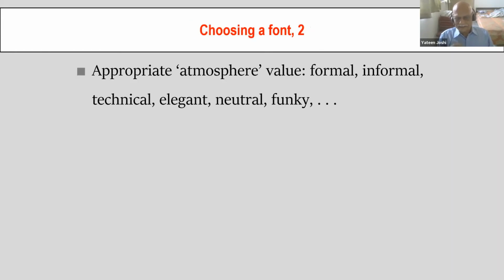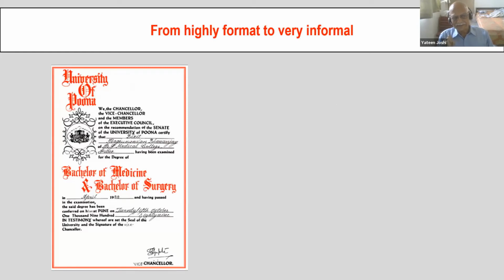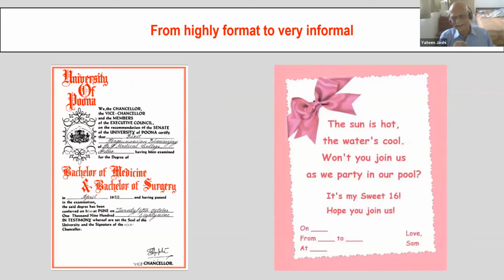And of course, there are subjective elements to it, what we call atmosphere value. What kind of document it is: formal, informal, elegant. To give you an example, take a formal degree certificate. It's a very formal document. You don't get it easily. You put in a lot of effort. It's given to you at a very elaborate ceremony. You expect it to have a certain look, quite different from something like this.